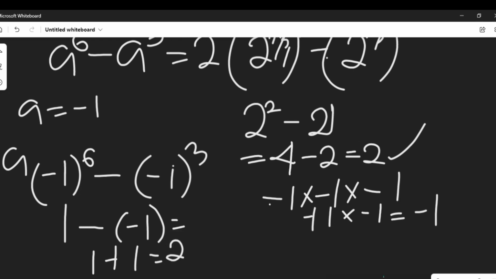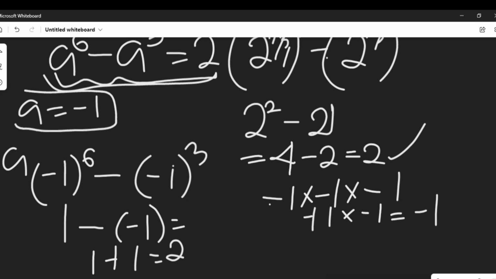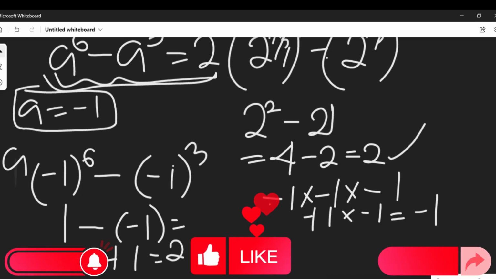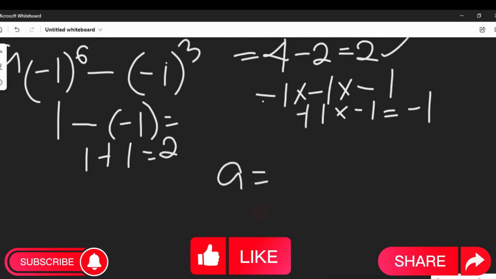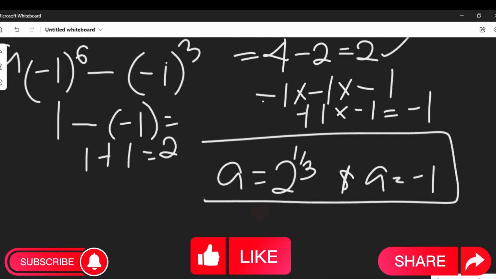So that shows that the second answer, a equal to minus 1, is correct. So our final result is a equal to 2 raised to power 1 over 3, and a equal to minus 1. This is the solution of that exponential equation given to us above.